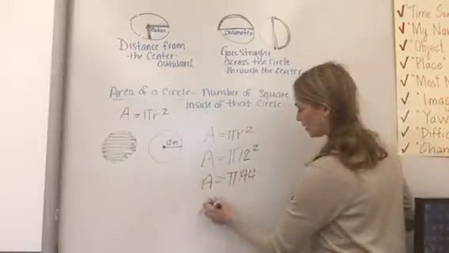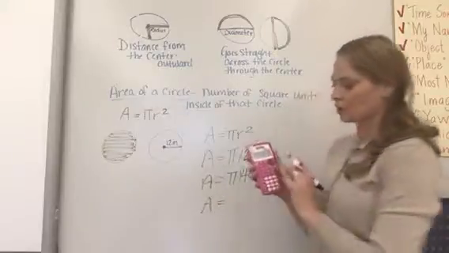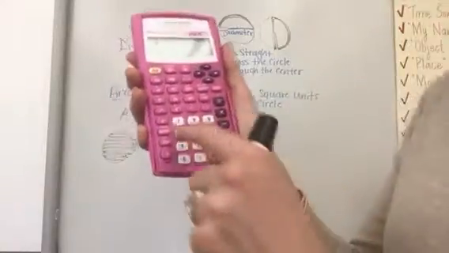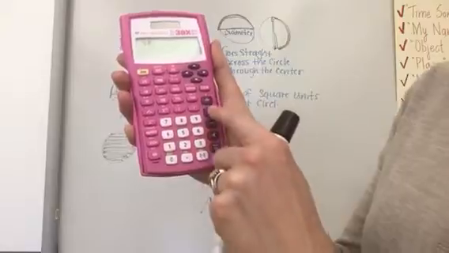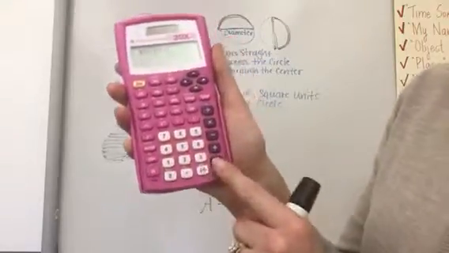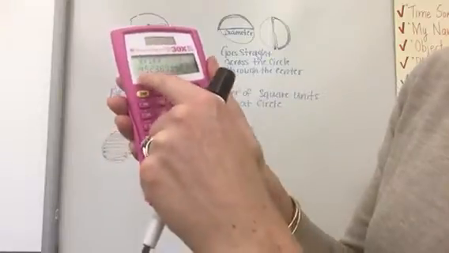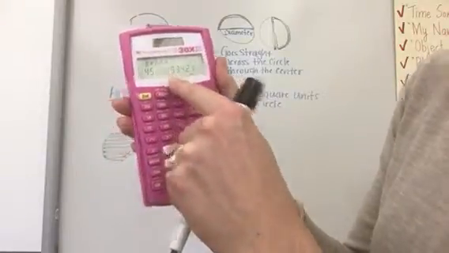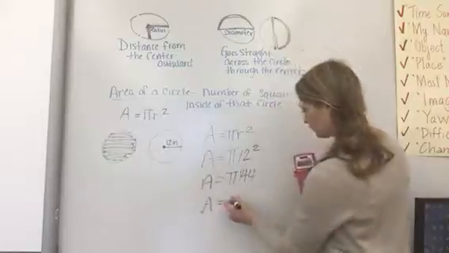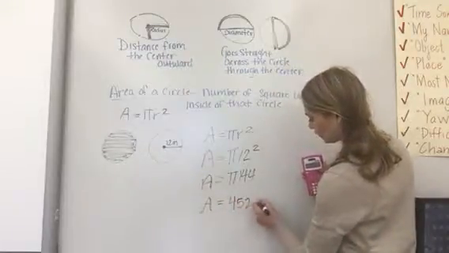My final step is to write area equals. And then on my calculator, I will hit pi times 144 equals. This is going to give me a large number, 452.38. I'll write that down here, 452.38.